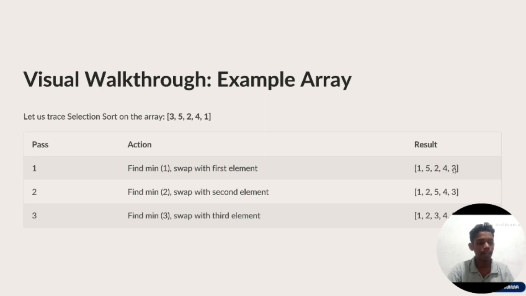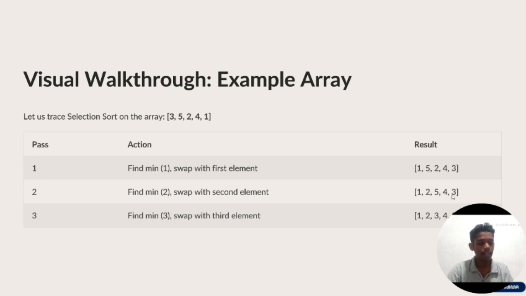From this unsorted part, we find the next minimum element and swap it with the first position of the unsorted array, that is 5. So we swap 5 with 2. Then the array becomes 1, 2, 5, 4, 3. Here the sorted part is 1 and 2 and the unsorted part is 5, 4 and 3.